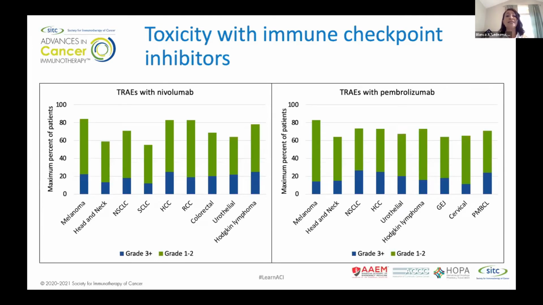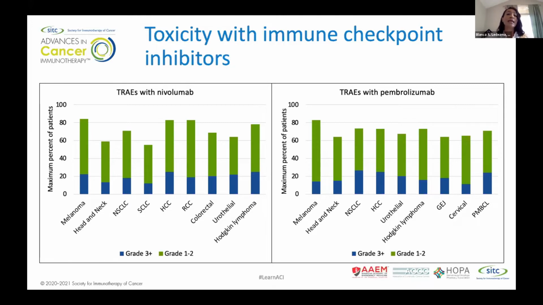When looking here at nivolumab and pembrolizumab, the treatment-related adverse events in different solid tumor types, such as melanoma, head and neck, non-small cell lung cancer, colorectal, urothelial, Hodgkin's lymphoma, cervical, overall we see that grade 1s and grade 2s are the majority. We see that they're very tolerable, manageable, and actionable.